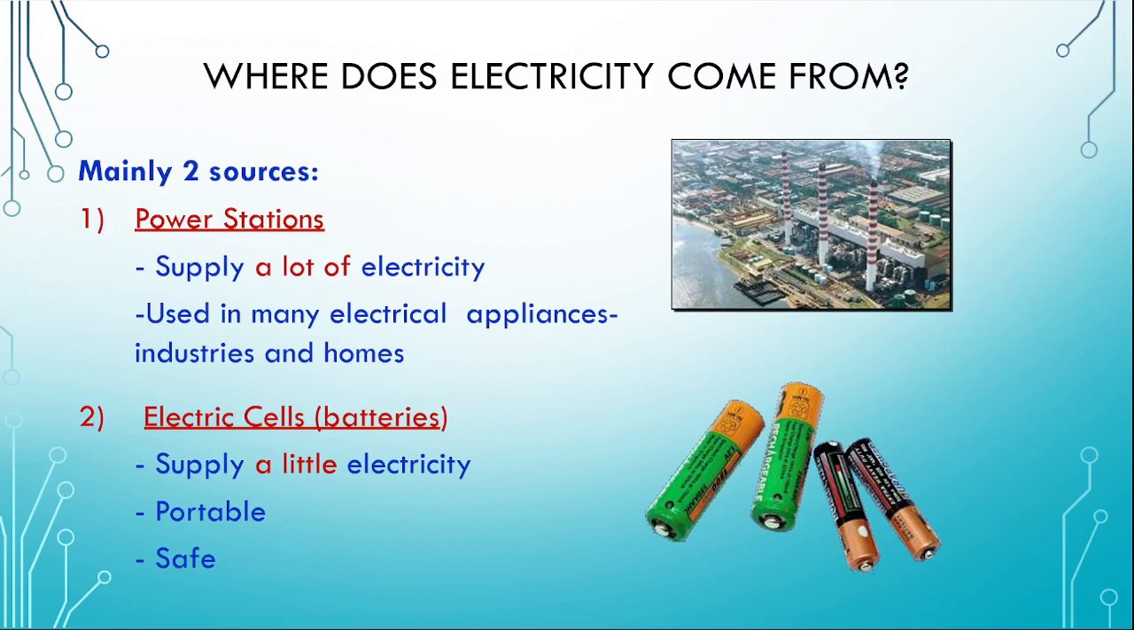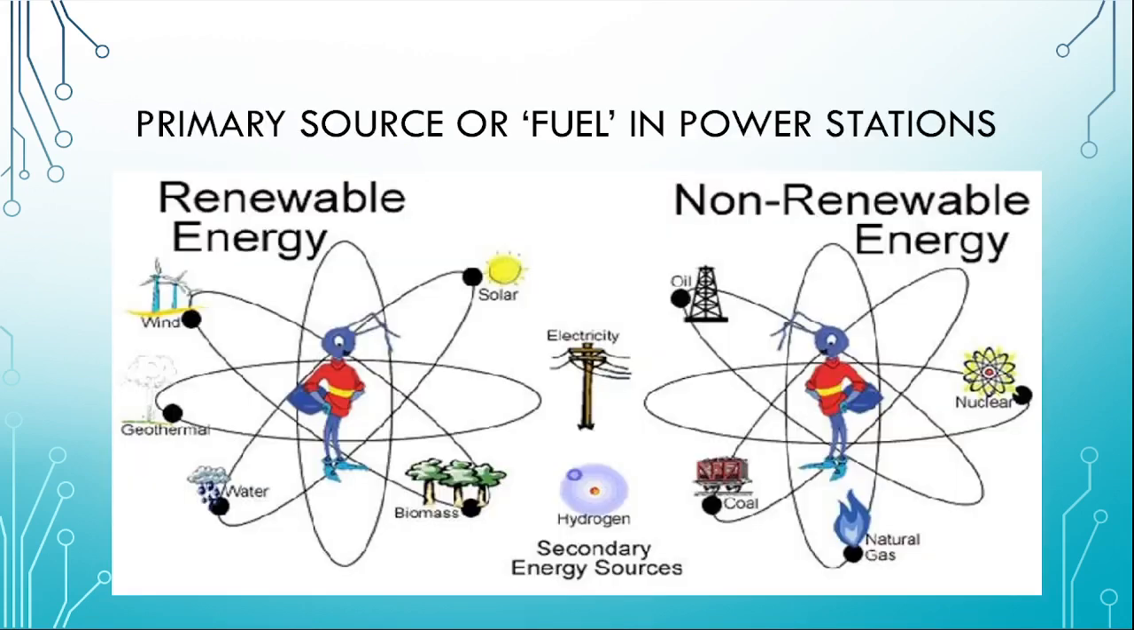So you can use your devices in an unplugged form using electric cells, and they are pretty safe to handle too, because they have only a very small amount of electricity in them as compared to the direct power that we get through our switches. So where does electricity come from?